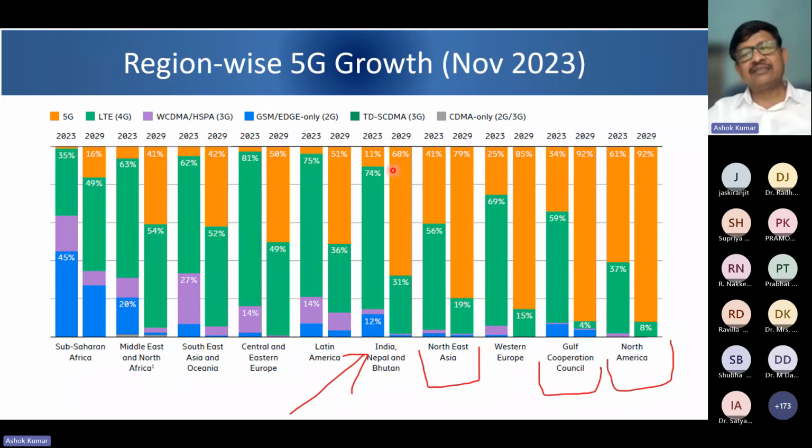So here, may I ask some of you, why are we at 11% in spite of having very big coverage of 5G across the country? Any idea or any guess? 5G devices. Very right.